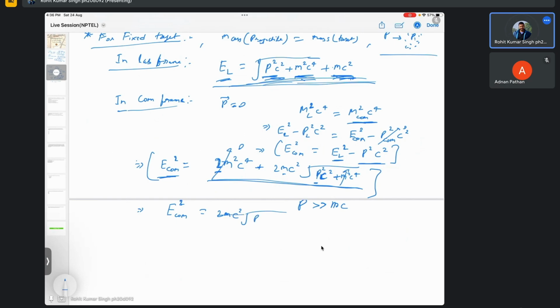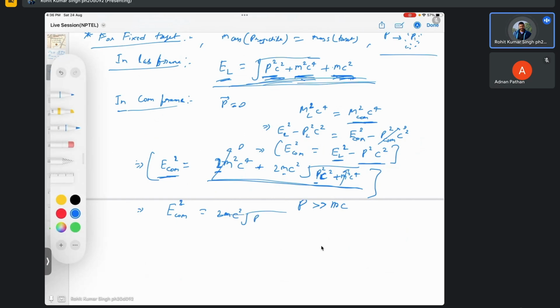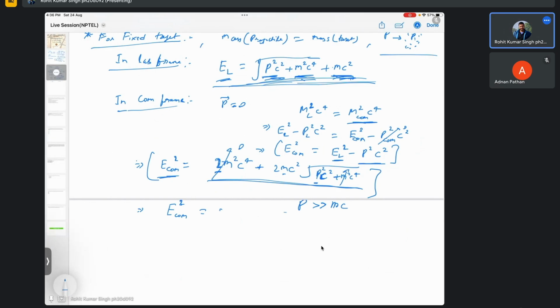So we can take it out of the root, and we are left with 2mc square PC. But how can we take P as much greater than MC? Because if that's the case, then the velocity we are accelerating the particle to will be greater than the speed of light. No, like, what is the mass of a proton? It's 1 GeV, right?